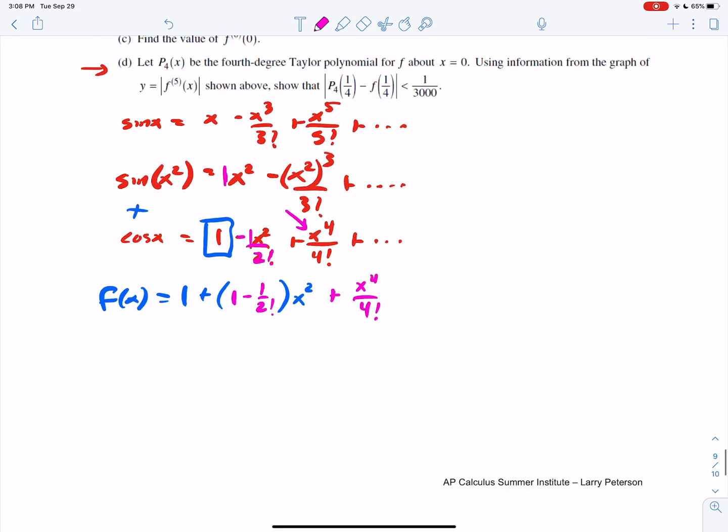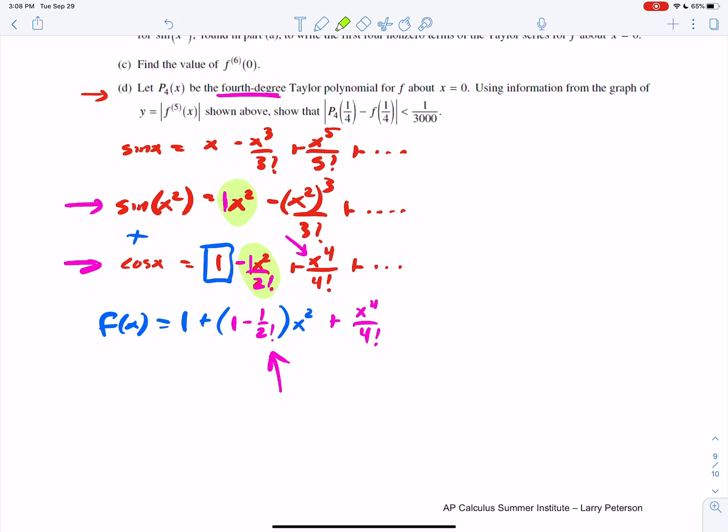The only confusing part is probably this. I want you guys to just think about it. If we were to smush these two together, you would put them all in order. But since we're only going up to the 4th degree, I know that these two terms right here are going to have to combine because they have the same degree. I just factored out the x squared, okay? So this right here is your 4th degree, all right? That's p sub 4 of x.